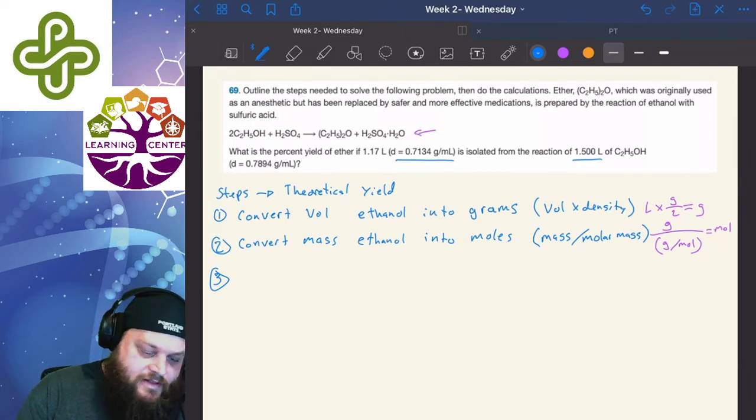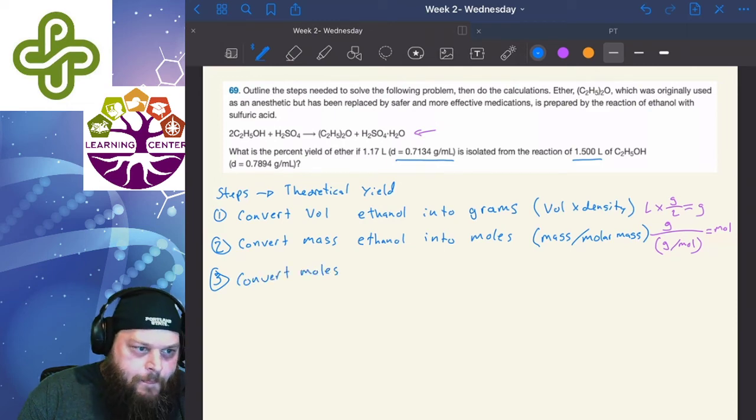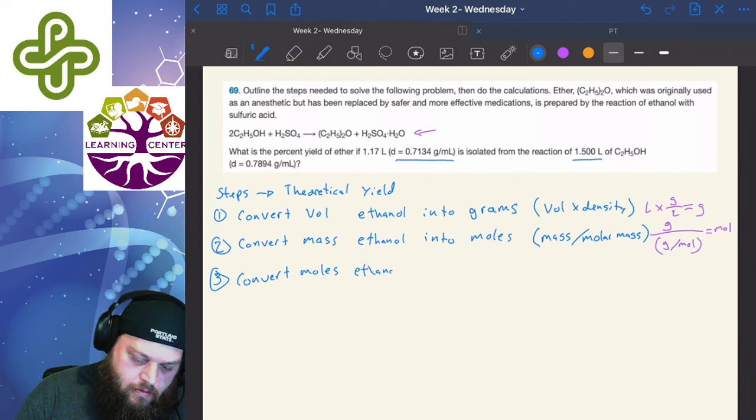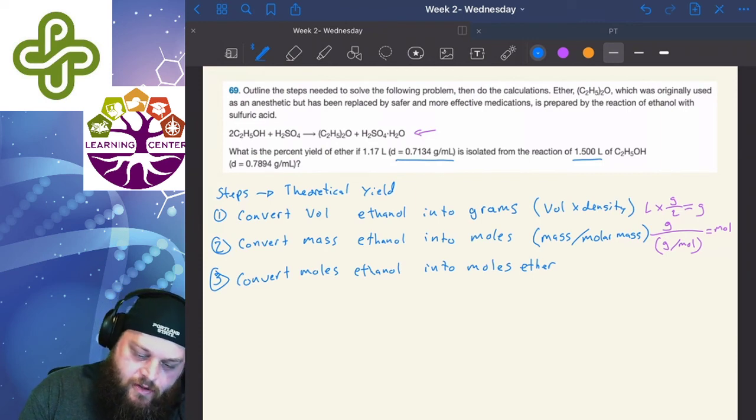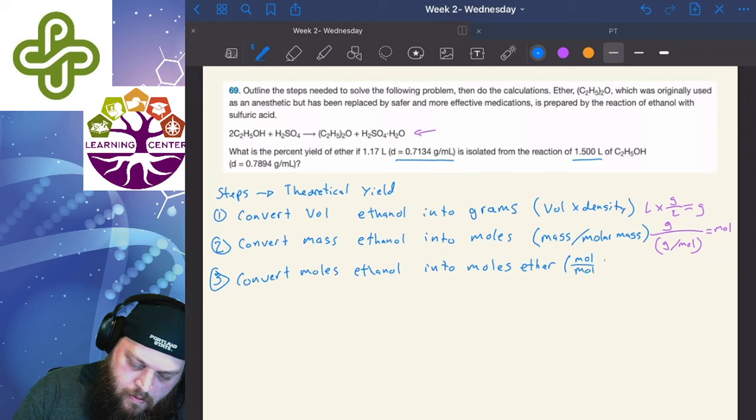So the next step is to convert those moles, and that's still ethanol, into moles of ether. Oops. Moles doesn't have a T. And we do that through that mole to mole ratio, that stoichiometric ratio that's so important to chemistry. Mole to mole ratio.